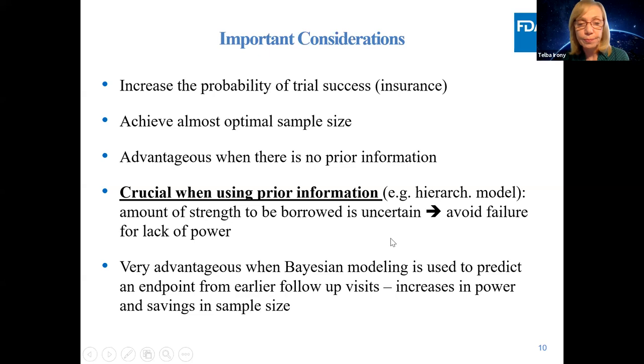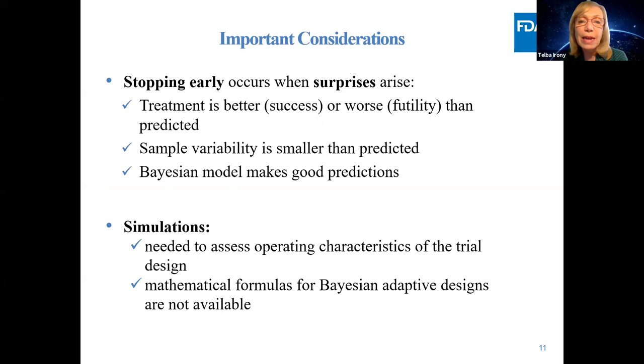Important considerations: you have stopping early when you have surprises, either when this treatment is better than earlier thought, or if the treatment is worse than earlier predicted, and then you stop for futility. If the sample variability is smaller than predicted, you stop early, or if the Bayesian models make good predictions. You usually do simulations to assess operating characteristics of the design. Frank doesn't like it, but sometimes the FDA likes to see these operating characteristics.